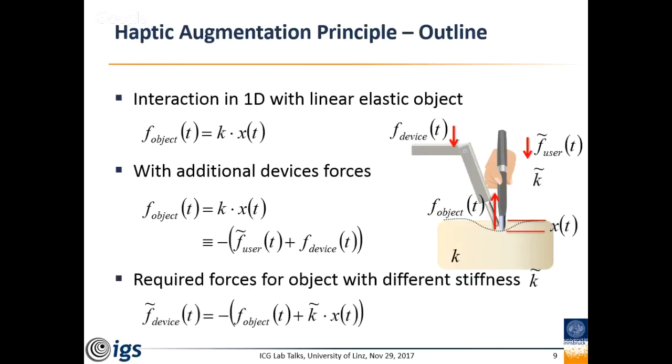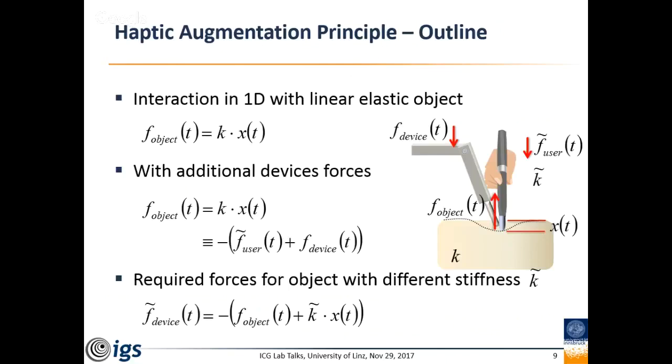And this idea we can now use to mimic different materials. So if you want to show a certain stiffness, called K, you have to generate with the device an appropriate offset force so that the user feels as if they're interacting with an object that has a stiffness of tilde K instead of the actual stiffness K. So we mix together these forces, we add offset forces to the direction. This is the whole idea of the haptic augmentation.